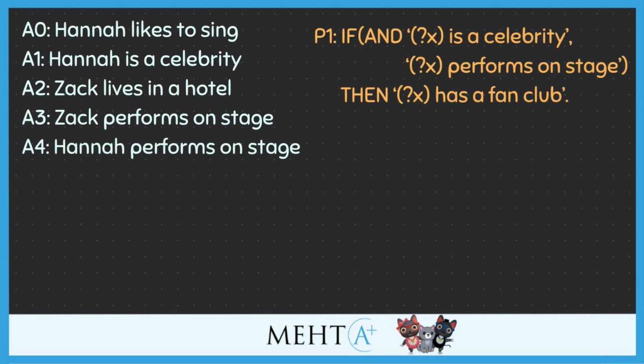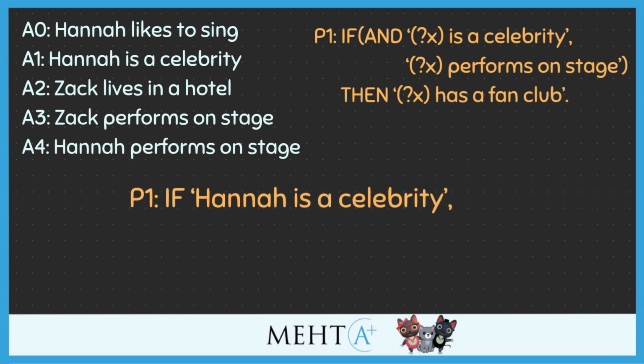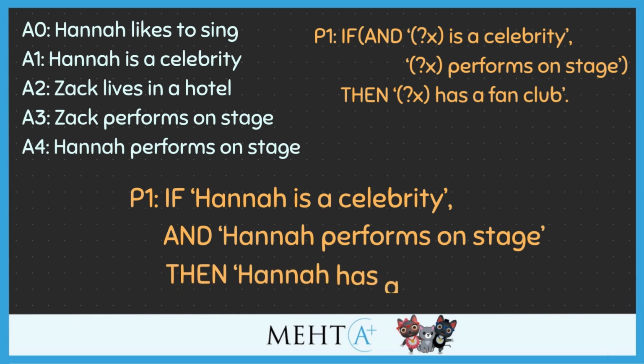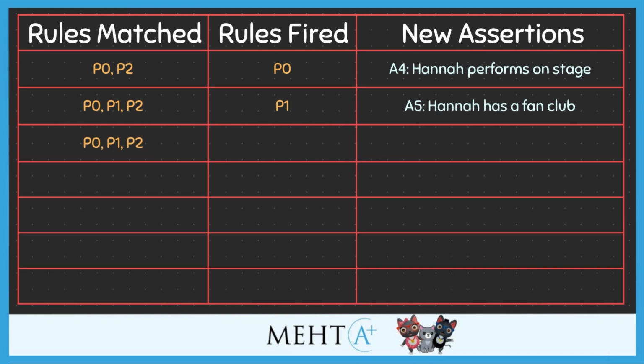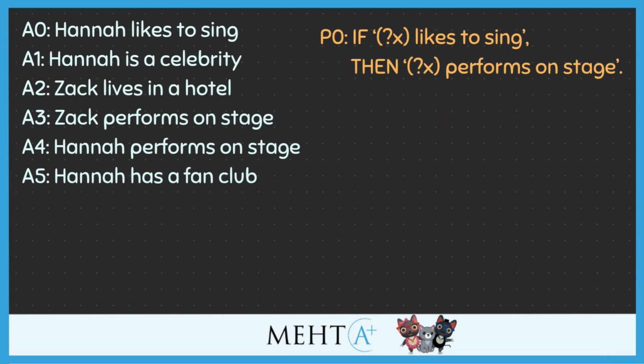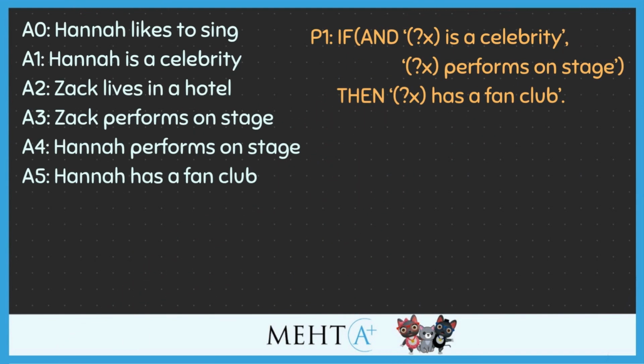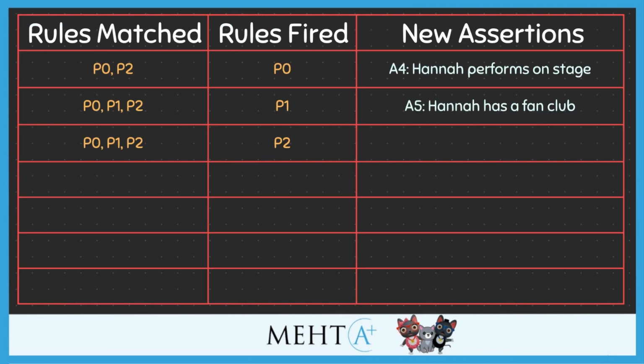Okay, so what's the new assertion that P1 gives us? Well, if X is a celebrity and X performs on stage, then X has a fan club. So in our case, Hannah is a celebrity and Hannah performs on stage. Then A5 is Hannah has a fan club. Great, next row. We know that P0, P1, P2 are all matched rules from the previous row, so let's just put those again for the rules that are matched. Which one fires? Well, P0 is not going to give us anything new. P1 is not going to give us anything new, so P2 fires.